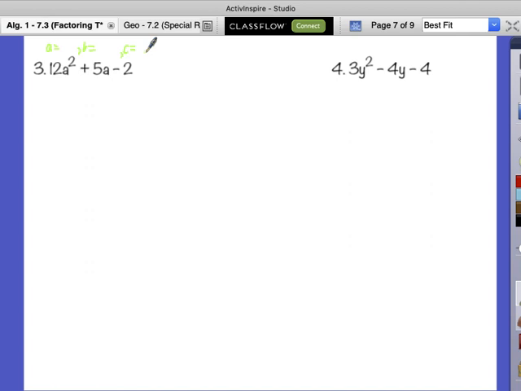Okay, Hannah, what's my A? Okay, what's my B, Hannah? 5. Okay, what's my C? Very good. Okay, what's my second step, guys? The X. Go ahead, Presley, you tell me. Where does that go? On the reverse of the bottom. Okay, A times C is on the top. And so what is A times C? Negative 24.